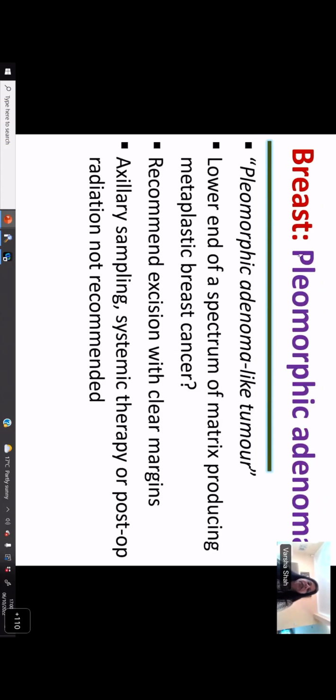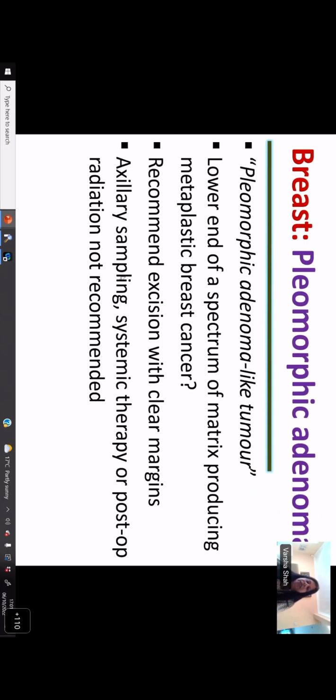Yeah, as I said, WHO considers it as benign, but you may come across a paper saying that it is of uncertain malignant potential. And some breast experts would like to call this tumor a pleomorphic adenoma-like tumor, and they call it a pleomorphic adenoma-like tumor of low malignant potential. Why do they say that?